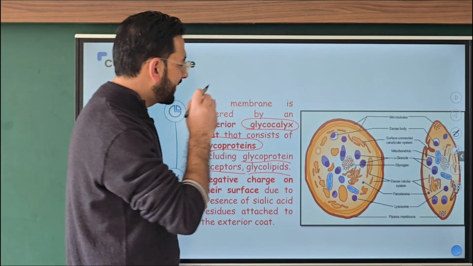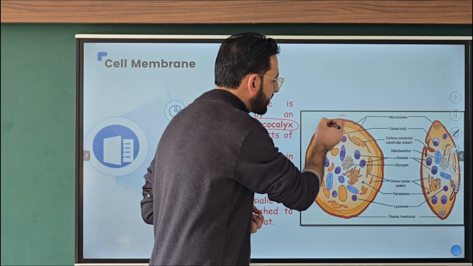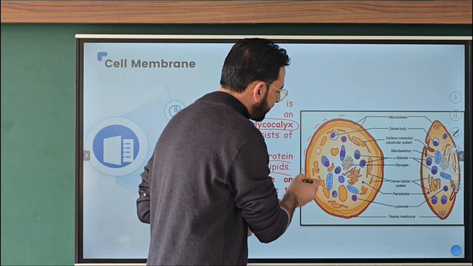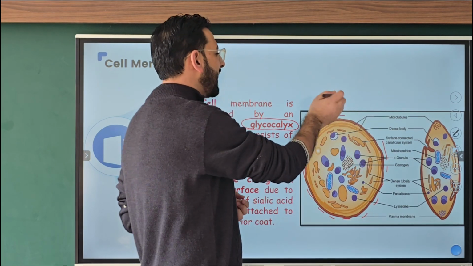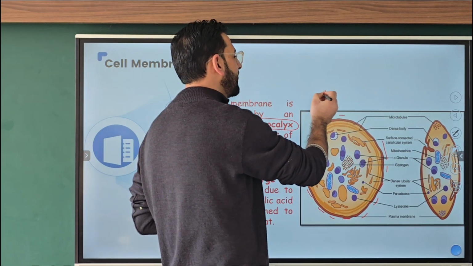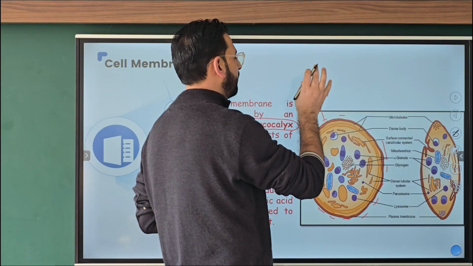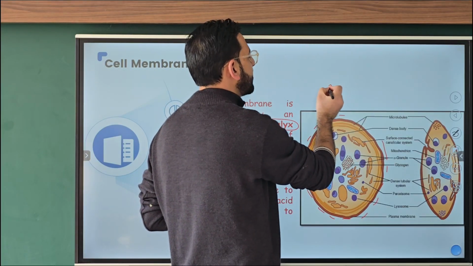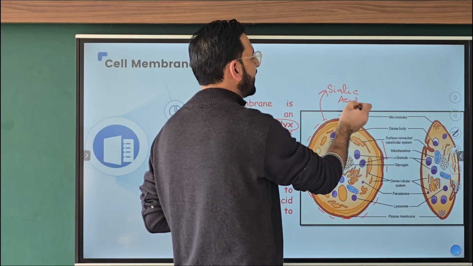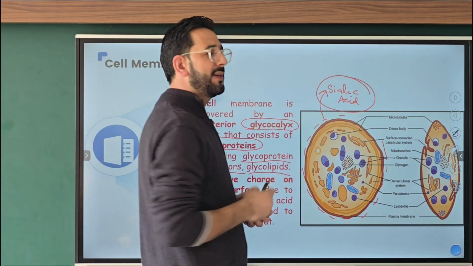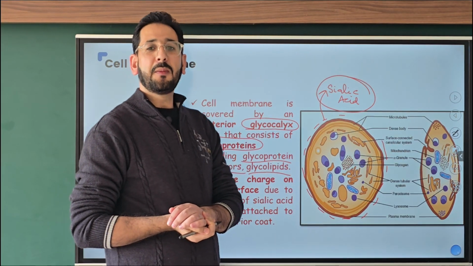Now, this platelet has a negative charge on the surface, and that negative charge is specially given by a sugar molecule called sialic acid. This sialic acid gives the negative charge to the surface of the platelets.